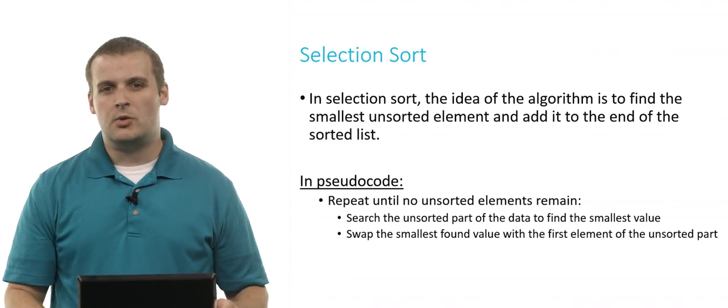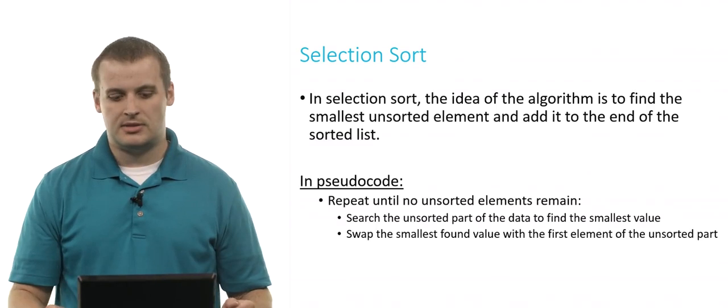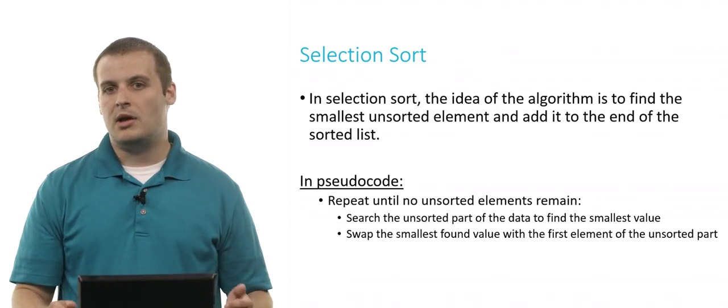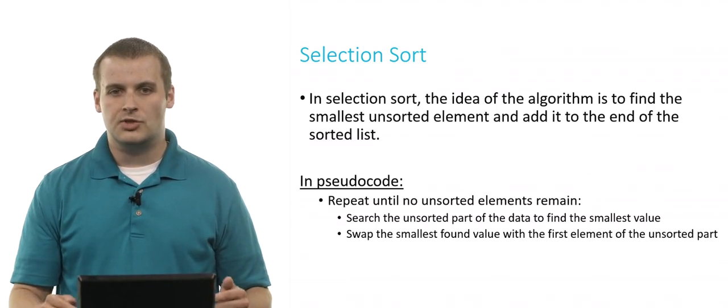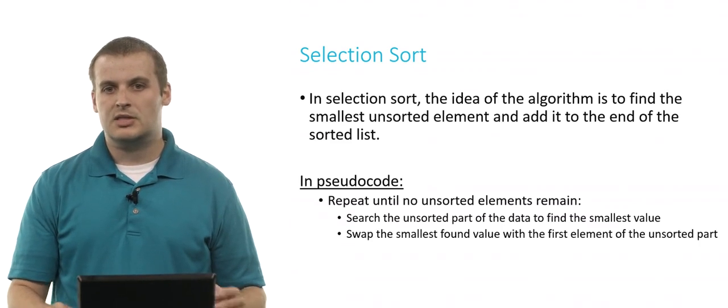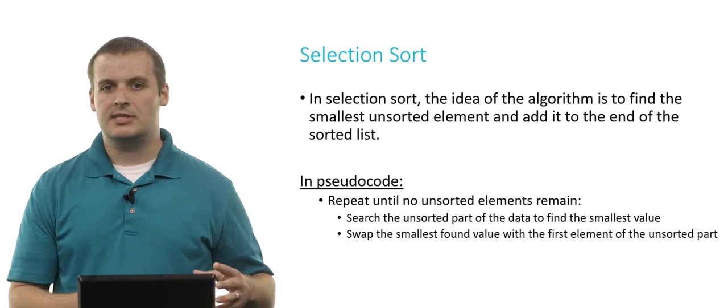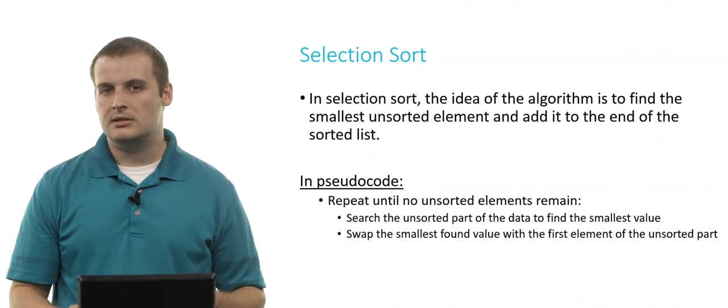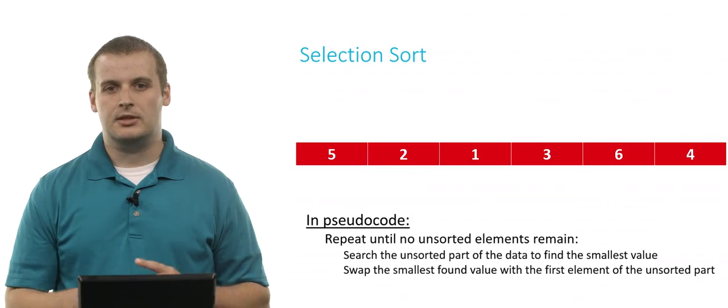Breaking it down into pseudocode, we could state this algorithm as follows. Repeat this until no unsorted elements remain. Search through the unsorted data to find the smallest value. Then swap the smallest value with the first element of the unsorted part. It may help to visualize this, so let's take a look at this.